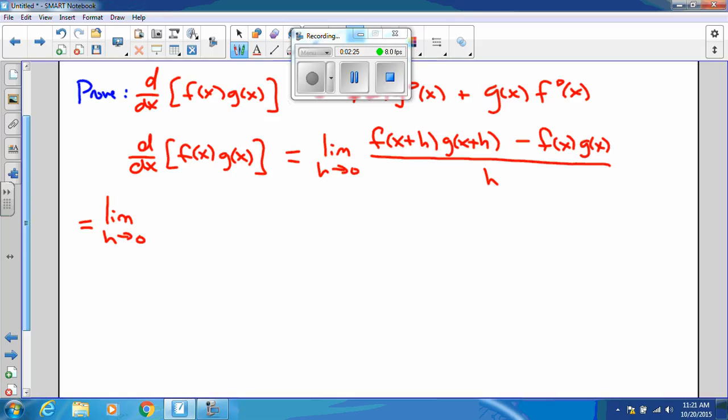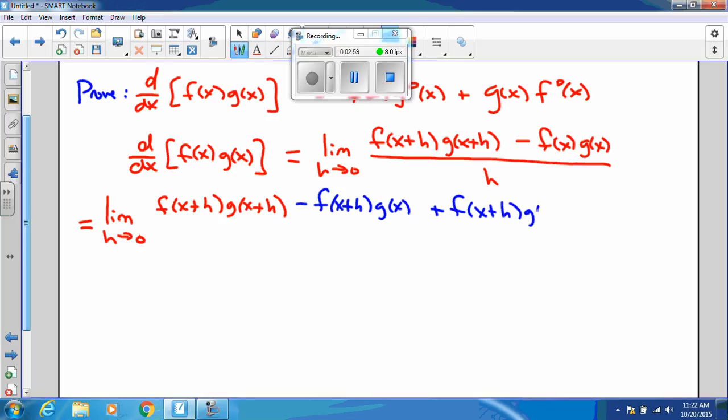The problem here is I look in the numerator and I do not see any common factors. The factors here are f of x plus h and g of x plus h. The factors here are f of x and g of x, no common factors. So I'm going to introduce a common factor by subtracting f of x plus h times g of x, and then adding f of x plus h times g of x. Inserting that right into the middle right here.